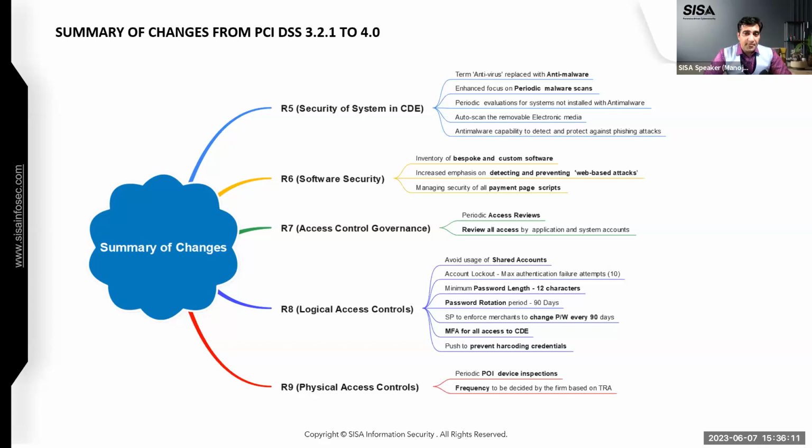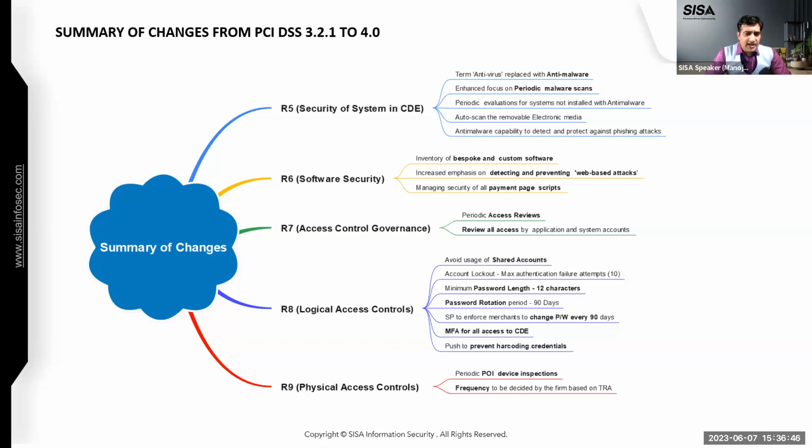Then managing security in all payment page scripts, again very new. It was not in version 3.2.1. Now, any kind of payment script you're running on your payment page, which is going to get executed on the client side, you need to make sure the integrity of those scripts is intact at all times. How are you going to do that? You are going to implement file integrity monitoring for all of that, and at least on a weekly basis you are going to check it. So those are the kinds of changes in requirement number 6.